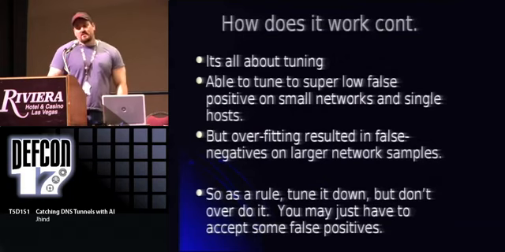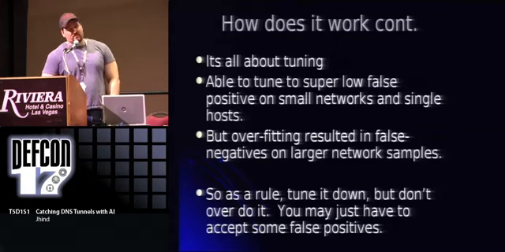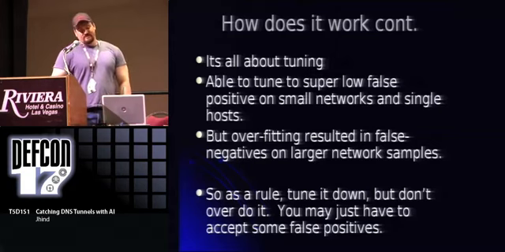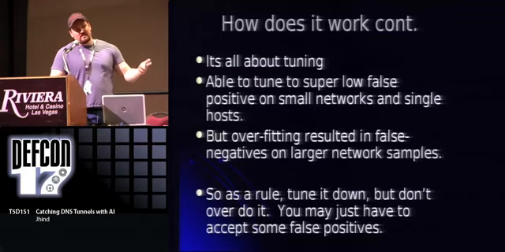So it works as well as you can tune it. And that's just the way of neural networks, right? So a good example of a pretty well-tuned neural network would be Gmail spam filter. Not bad. This is nowhere near that sophistication. I want to make sure everybody understands that. You're able to tune super low false positive on a small network, right? Overfitting results in false negatives. That's the way of it.